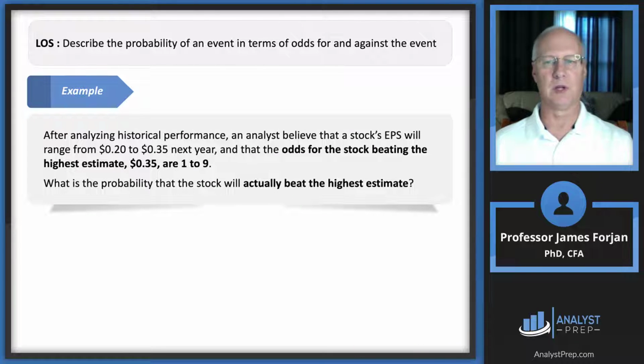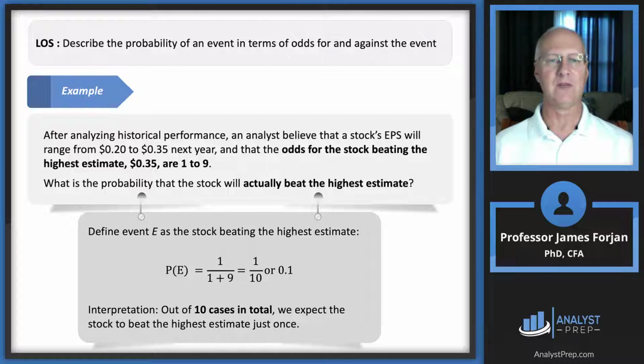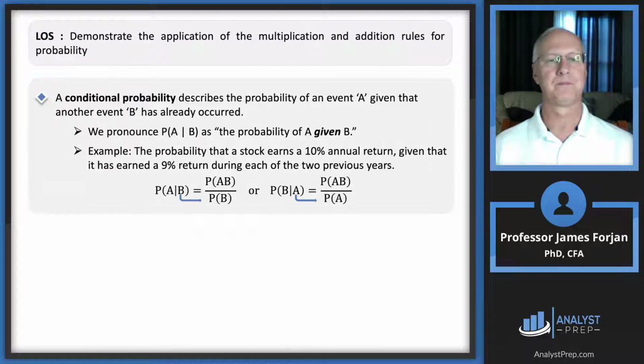And let's go ahead and do just a quick example here. This should make perfect sense. An analyst believes that earnings per share will range from 20 to 35 cents next year. The odds for the stock beating that highest estimate, 35 cents, are 1 to 9. So that tells us 1 to 9, that's probably 10 outcomes. So what is the probability that the stock will actually beat the highest estimate? So there's the 1 in the numerator and then the 1 plus 9 in the denominator. So that's 10%.